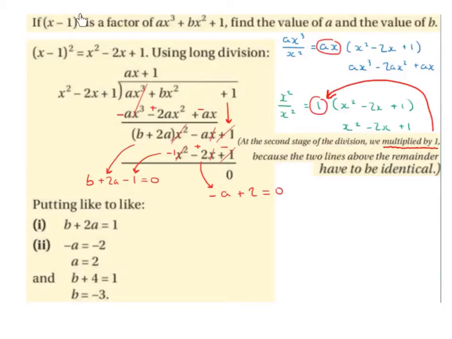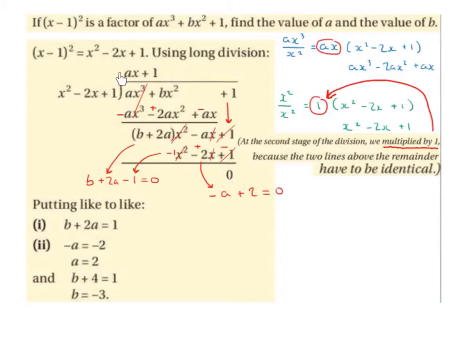If x minus 1 squared is a factor of ax cubed plus bx squared plus 1, find the value of a and find the value of b. So trying to figure out what these a and b values are. We're going to start by multiplying out x minus 1 squared, which gives us x squared minus 2x plus 1.